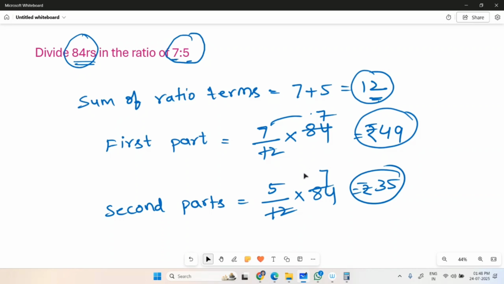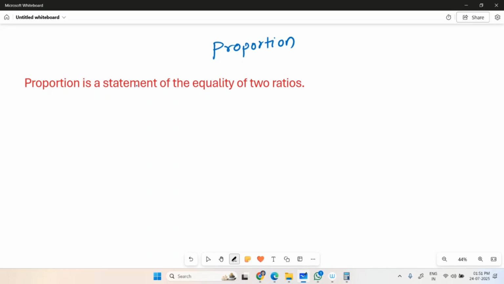Ratio is the comparison of two quantities of the same kind with the same units by means of a fraction in the lowest terms. Now, let's learn about proportion. Basically, proportion is a statement of the equality of the ratios. In simple words, we can say comparison of two ratios is what we call proportion. Ratio means comparison of two quantities. Similarly, proportion means comparison of two ratios.